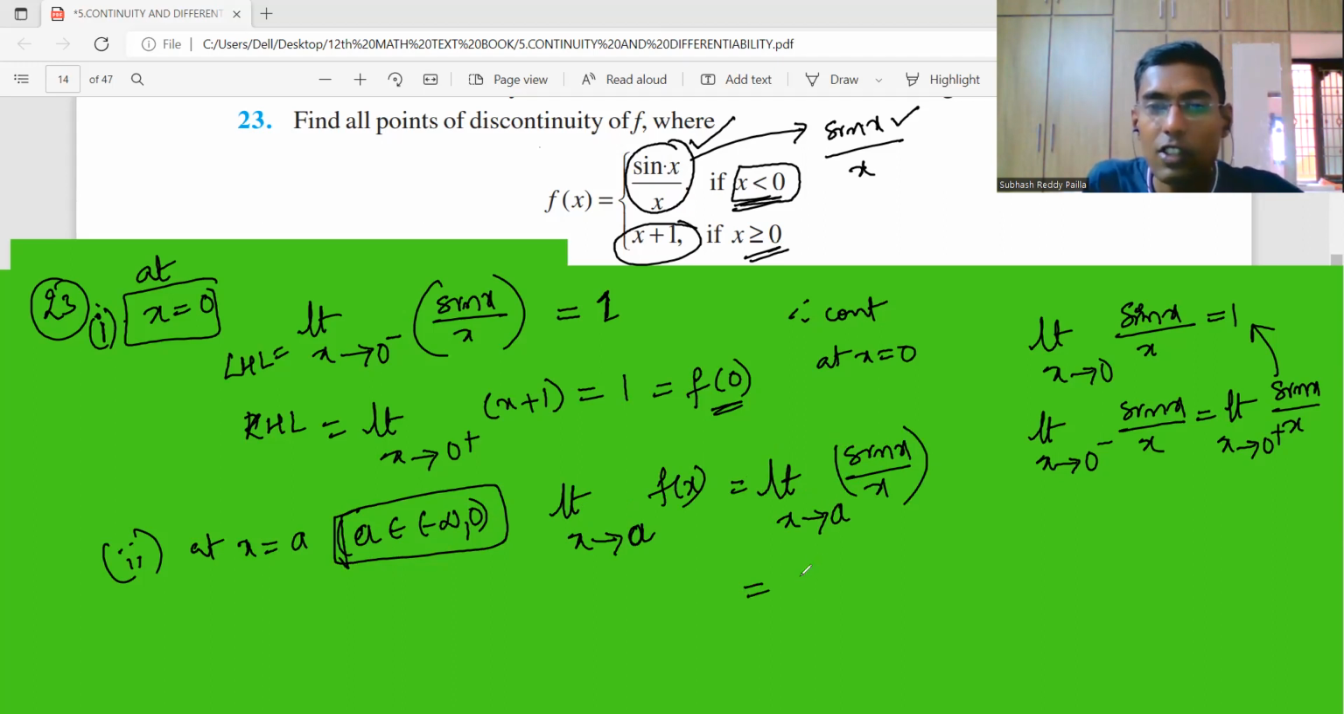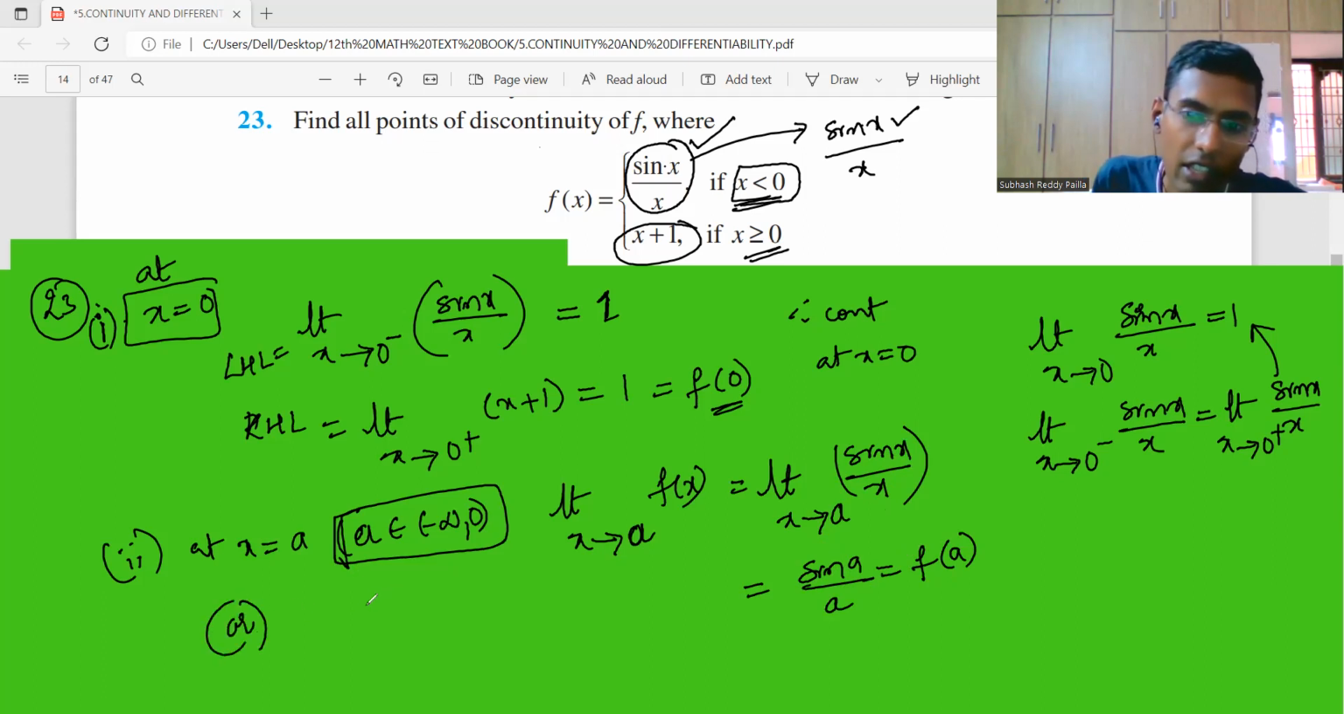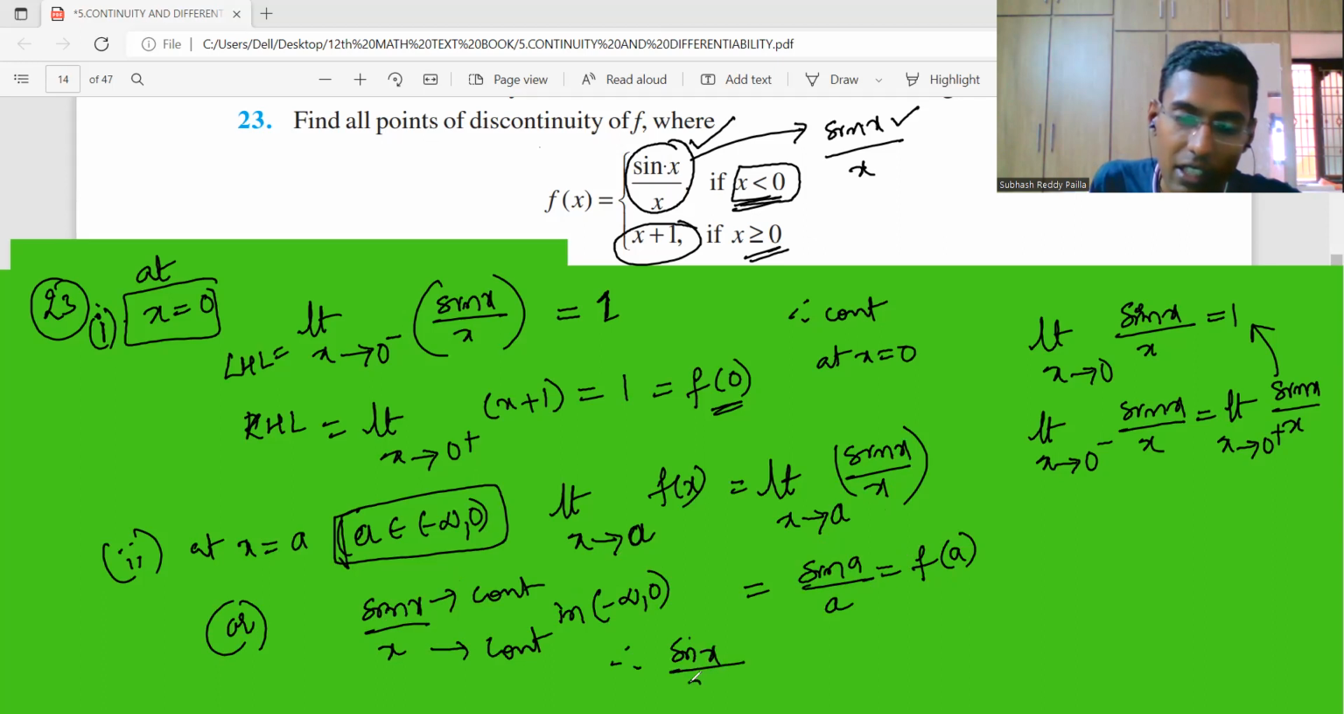So here sin x is continuous, x is continuous. So sin x by x is also continuous. Or you can write sin a by a, which is f of a. Or you can say simply, sin x by x: sin x is continuous, x is continuous, in minus infinity to 0. Therefore, sin x by x is also continuous. Like this also you can write. I think many problems we must have written like this. This is step 2.